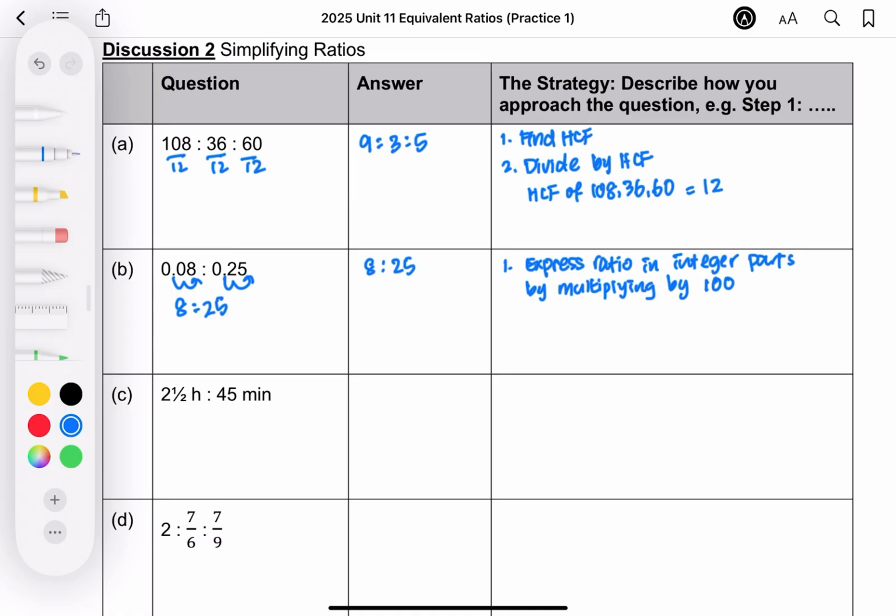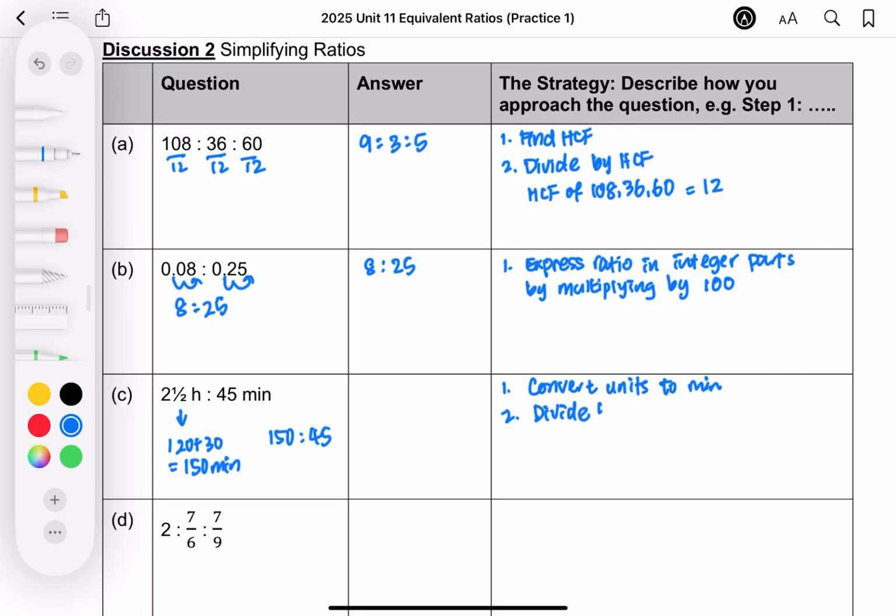Now, in part C, we are given two parts which are in different units. One is in hours, the other is in minutes. So to avoid any decimal, we will convert 2.5 hours into minutes. We convert the units to minutes, and with this, we have 120 plus 30, which gives us 150 minutes. So with this, we have 150 is to 45. And of course, it is not in the simplest form.